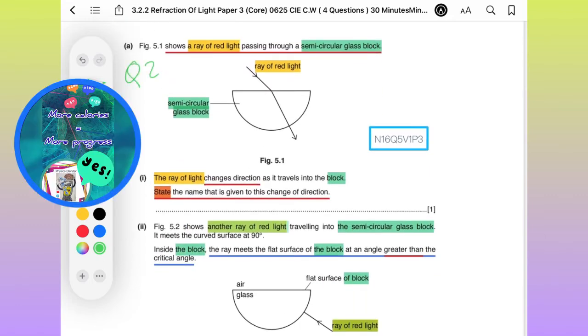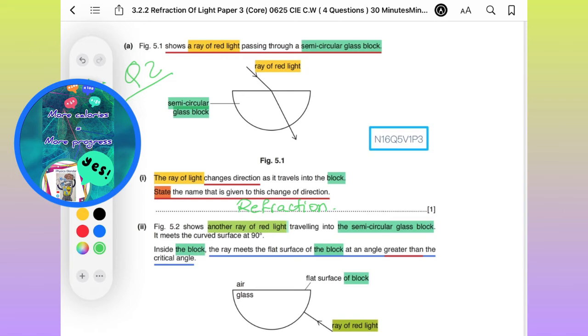In question 2, you have here a semicircular glass block, and the ray of light changes its direction as it travels into the block. Refraction takes place. State the name which is given to this change of direction. Okay, don't write bending, because bending is not a scientific term. Use scientific terminology. So here you have to write refraction. The name of this is refraction. Okay, we are done with this.